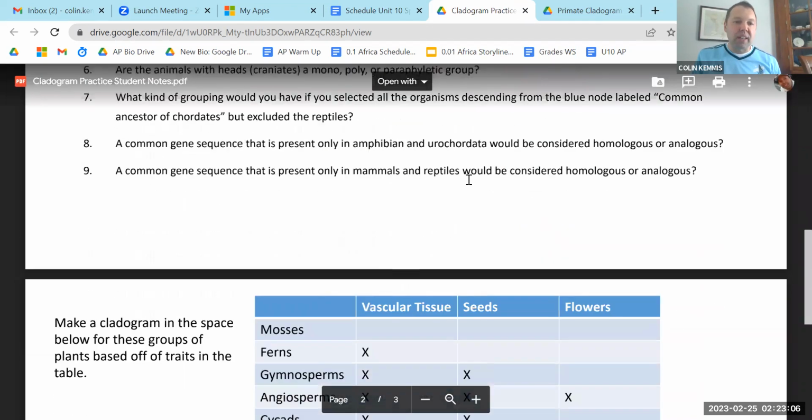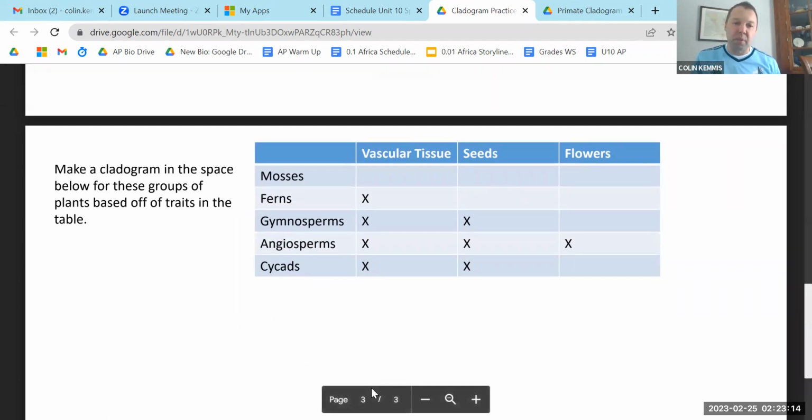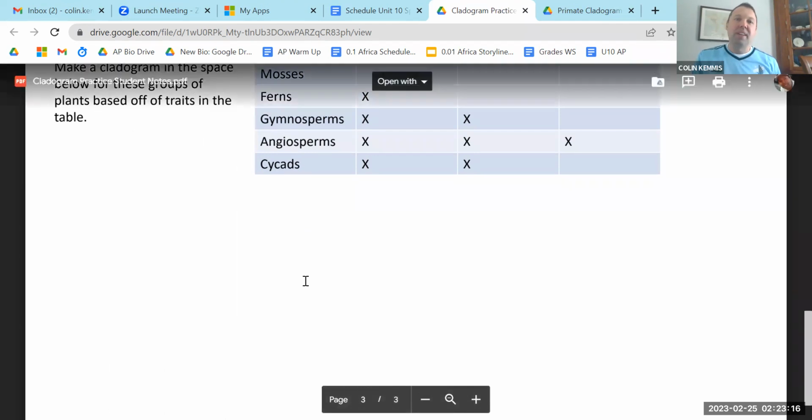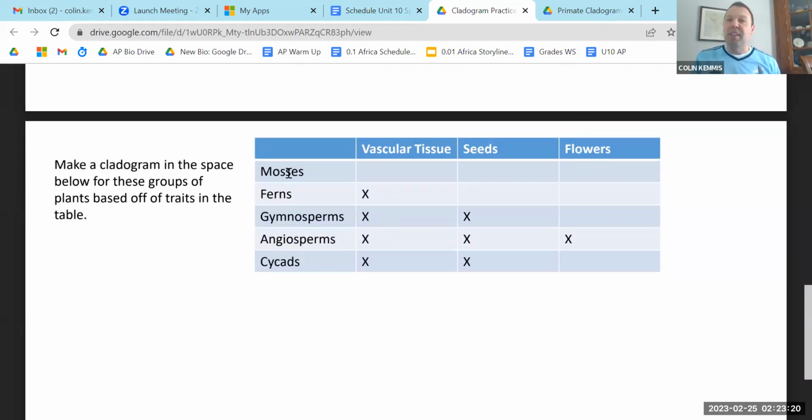And then with the plants, this one you make your own. So start with a common ancestor. Either you start on the left and go to the right, or you can start at the bottom and go up. The earliest plants were mosses, and they split off from ferns. Ferns develop vascular tissue, so they can grow taller than an inch. They also have spores. They don't really have seeds.